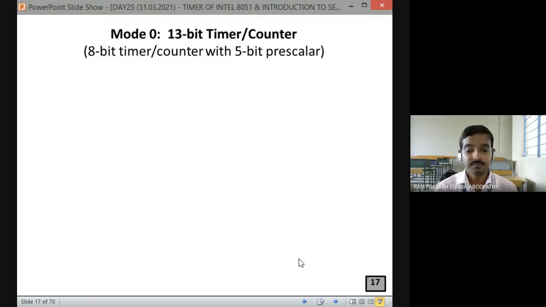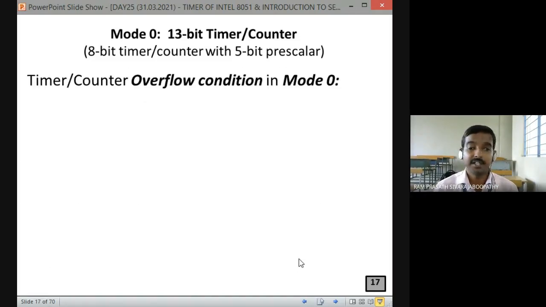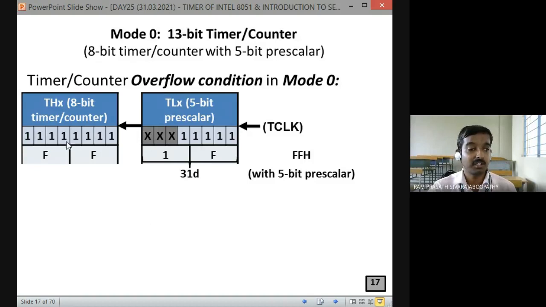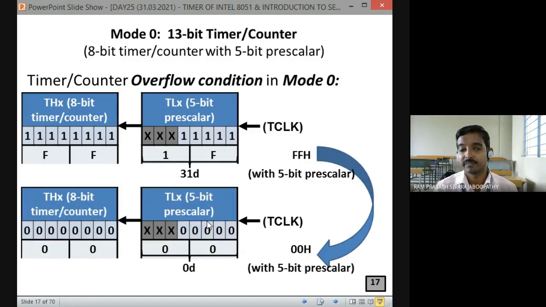Fine. That's all. Now the condition for timer overflow in mode 0. நல்லா கவனிங்க. நான் ஆல்ரெடி சொன்னேன். என்ன சொன்னேன்? THX, it is an 8-bit register. இதுல எல்லா வேல்யூஸும் 111 இருக்கணும். In TLX, the upper 3 bits are don't care. Lower 5 bits are used for prescaling. Fine. So 1F, it is going to be 31 in decimal. Is it clear now? When clock comes at this point of time, overflow occurs in this mode. That's all. So this is the condition for overflow in mode 0. இந்த condition எப்ப நடக்குதோ அப்ப overflow நடந்துடும்.